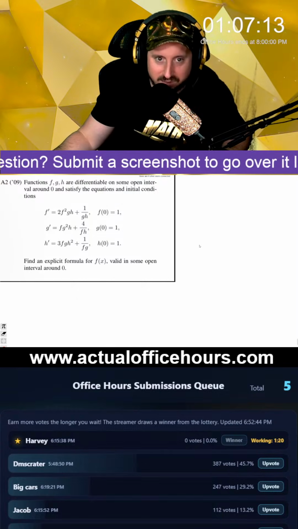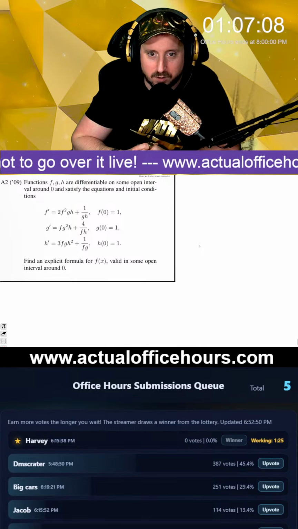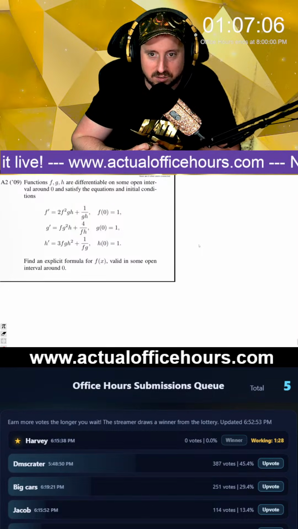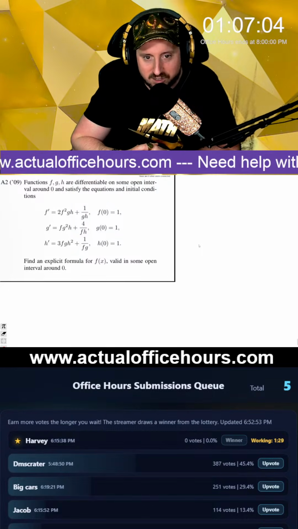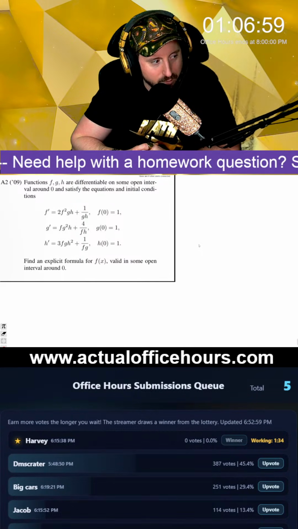Okay, let's see. Functions f, g, and h are differentiable on some open interval around 0 and satisfy the equations and the initial conditions. Find an explicit formula for f of x valid in some open interval around 0.